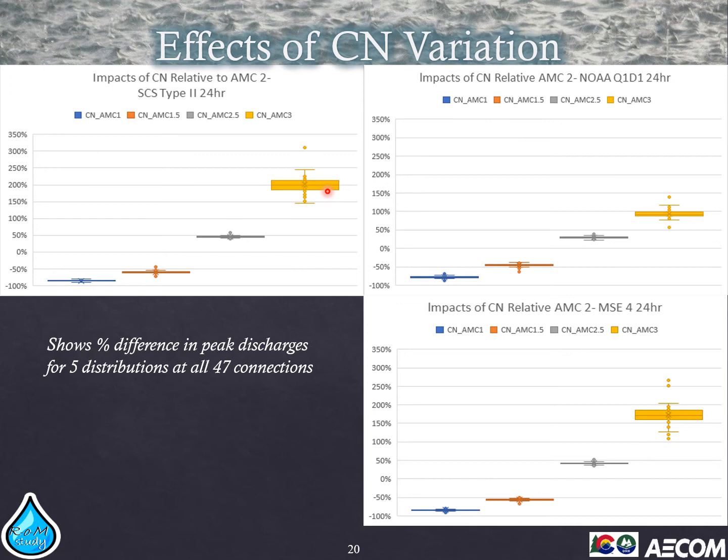So it's also worth noting that some of these distributions, such as the SCS Type 2, are a bit more sensitive and have a broader range or spread to curve number, up to 250%, compared to what we're seeing in, like, NOAA quartile 1, decile 1, for example, which is a smaller spread.